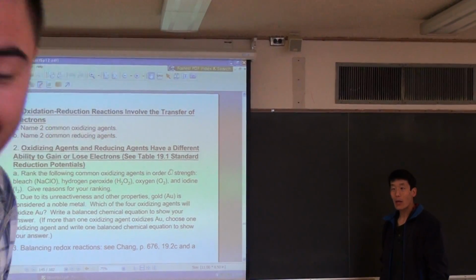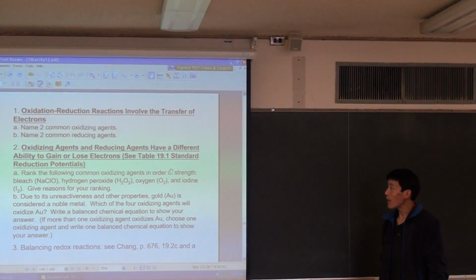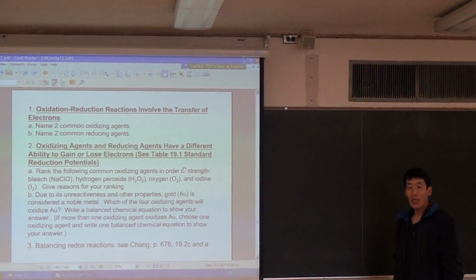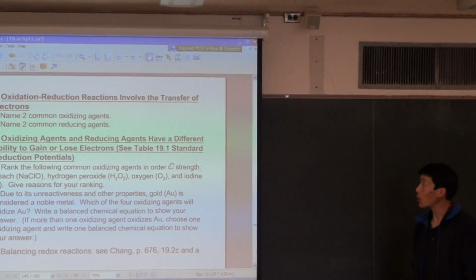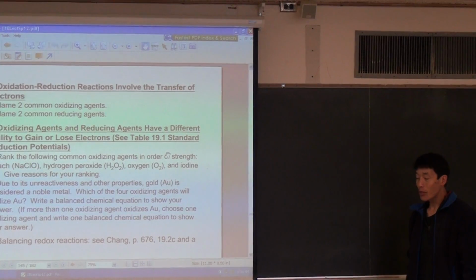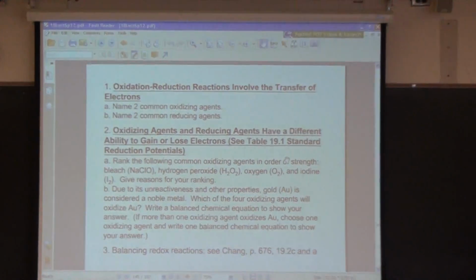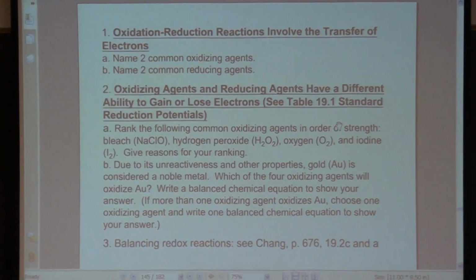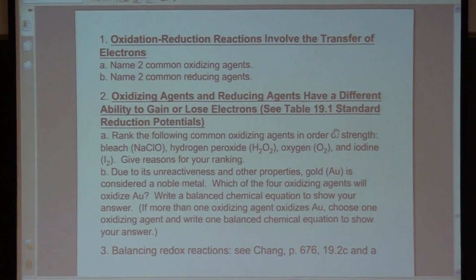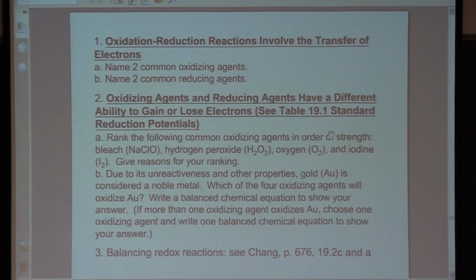So we've been talking about electrochemistry now. Electrochemistry involves an oxidation reduction reaction. So that means oxidizing agents and reducing agents are involved. So let's answer question 1. Name 2 common oxidizing agents and 2 common reducing agents.